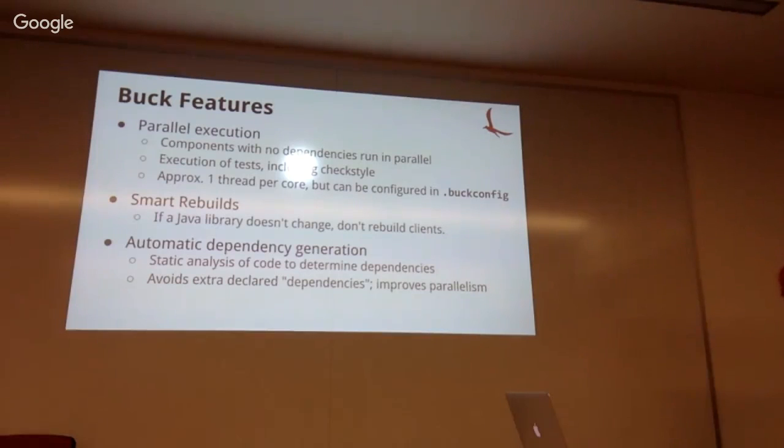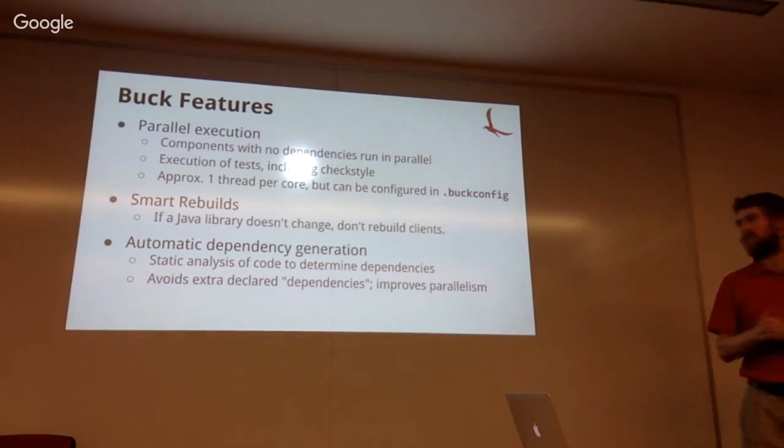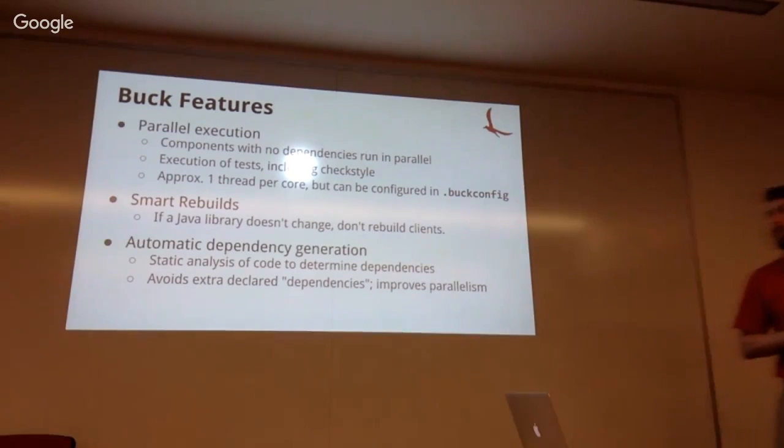When it knows or detects that there's been an API change, then what it'll do is it'll rebuild the first level dependencies. They do a whole bunch of static analysis of code in Buck. You're welcome to look at the Buck documentation to find out more about that. I'm not an expert in that area, but it is pretty cool.